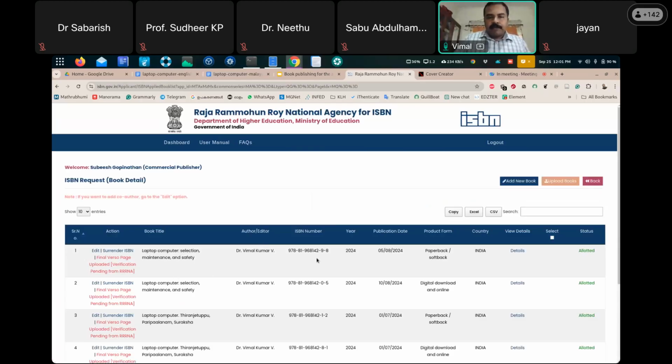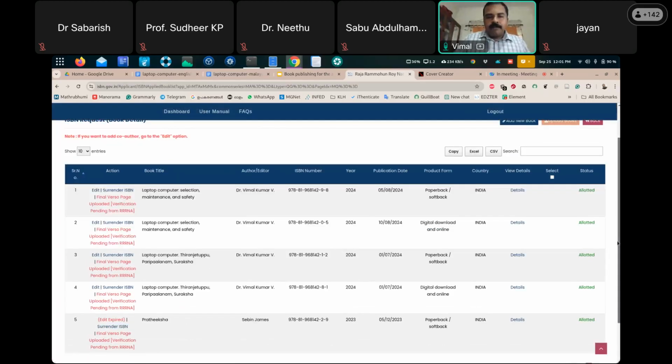See here, these are the application entries. This is the allotted ISBN number. Suppose we publish both a hard copy and an ebook edition of the book, we have to give separate applications for both paperback and ebook. See here, laptop, computer, selection, maintenance, and safety. I think this is the ebook. This is for the paperback.